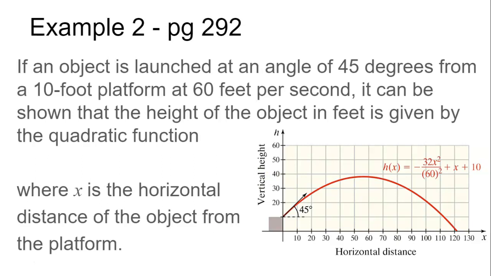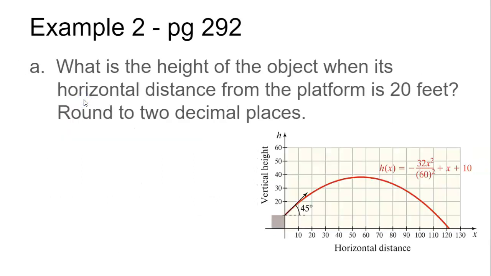And so what we would like to determine is several things on page 292. There's actually three parts. In the first part, we want to figure out what is the height of the object when the horizontal distance from the platform is 20 feet.